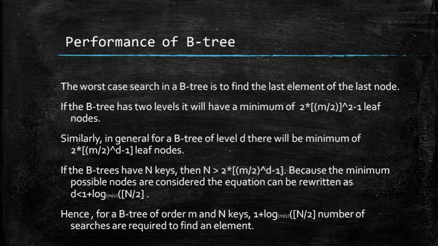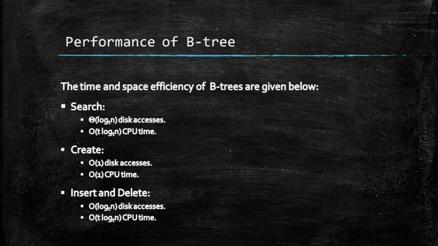If a B tree has n keys, then n is greater than the number of key nodes. For a B tree of order m and n keys, 1 plus log of n by 2 to the base m by 2 is the number of searches that are required to find an element. The time and space efficiency statistics of B trees to search, create, insert and delete are given below.